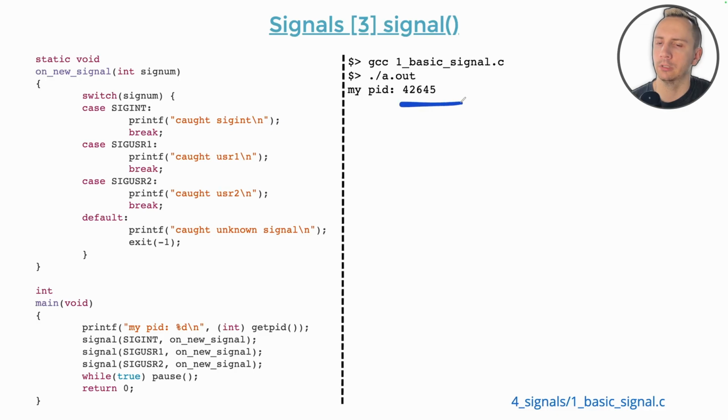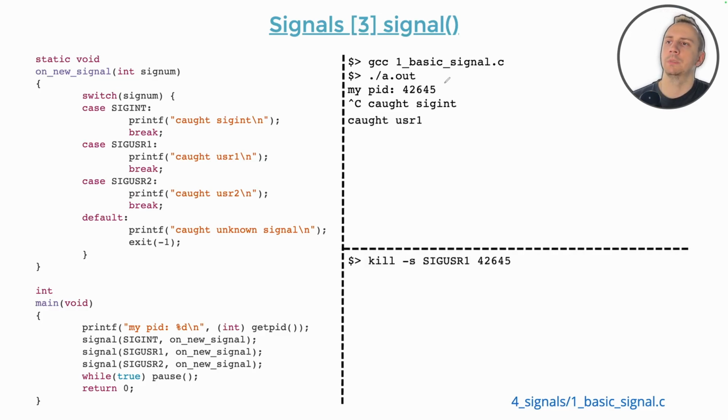I see my PID, and then I press Ctrl+C and I receive SIGINT. Then in another terminal, I send the user1 signal to my process by the PID, and I see that it was received. Then I send another signal and it was also received, and my function understood which signal is which.